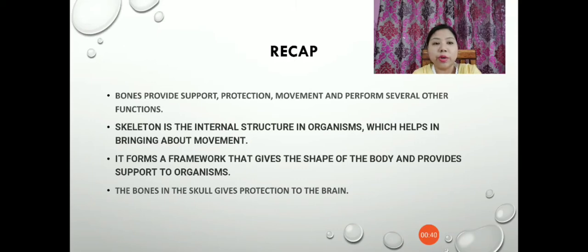Skeleton is the internal structure in an organism which helps in bringing about movement. It is due to the skeleton system, which is made up of bones, that we are able to do different movements and perform different activities. The skeleton system forms a framework that gives shape to the body and provides support to the organism. So our body has a particular shape, and this is due to the presence of the skeleton system. The bones in the skull give protection to the brain.